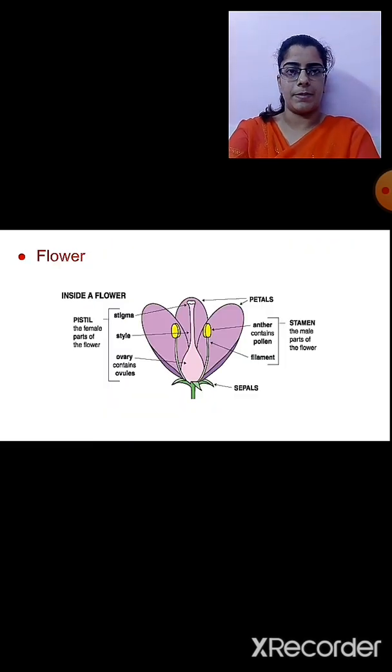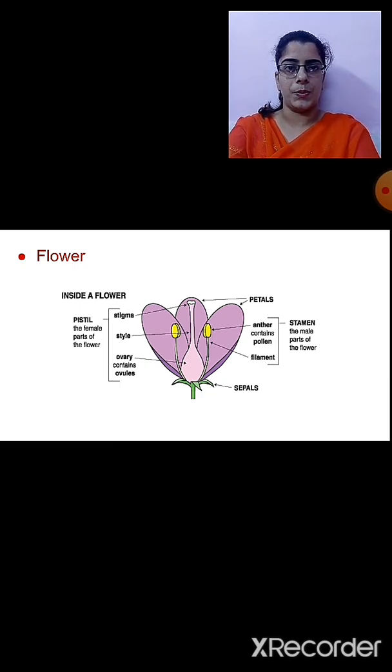Then we have studied about the flower. The flower contains the different parts like sepals, petals, stamen and pistil. What are sepals? The green leaf-like structures that are attached to the flower are known as sepals.